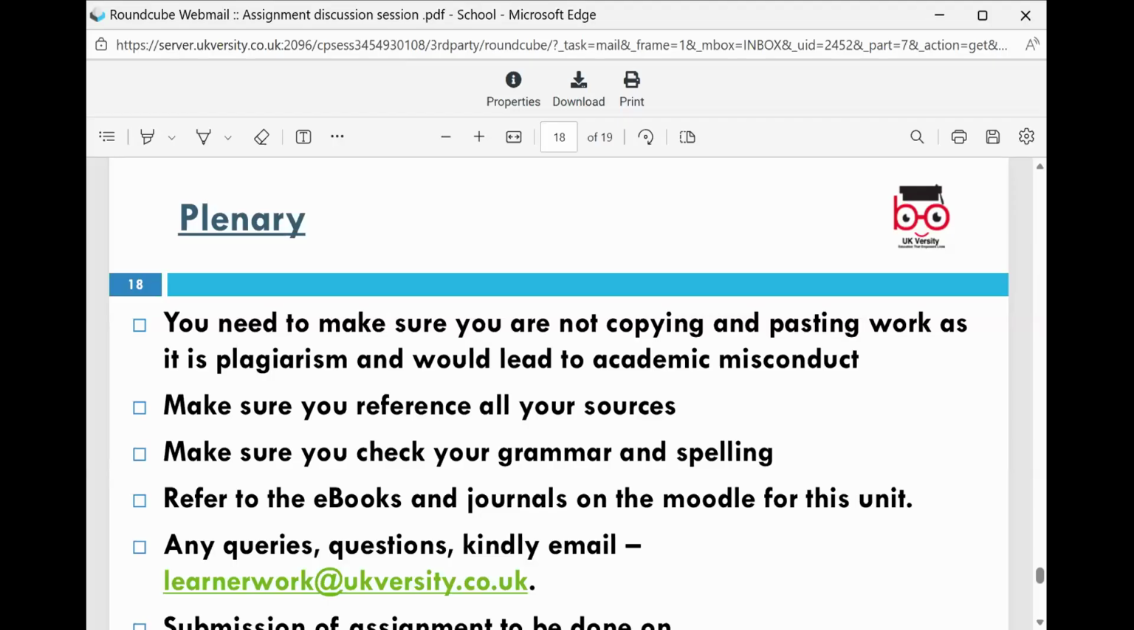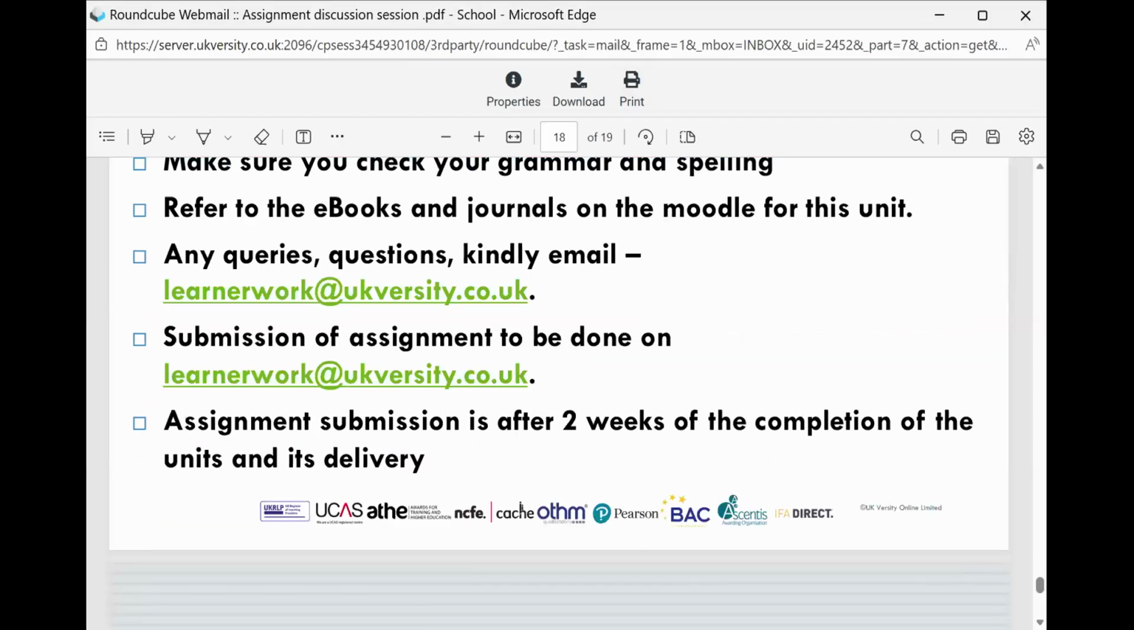In regards to that, make sure you are using it, and also make sure you are referring to ebooks, and any sort of questions or anything around Moodle. Make sure you are emailing learnerwork@ukvarsity.co.uk, okay? So make sure you are using the element of journals and any sort of workbooks that are available to you.